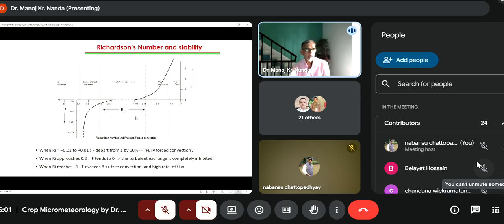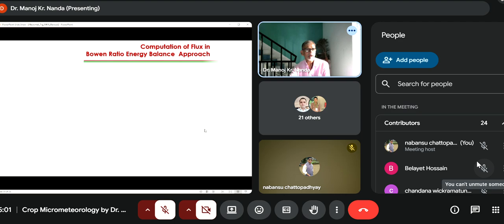So these are the things we just discussed. I'm not going into the exact value of Ri and how it plays. So, basic concept. Now this makes our job a bit simpler. If you consider the Richardson number for the thermally stratified boundary layer, then you may come to your final approach for the flux computation.